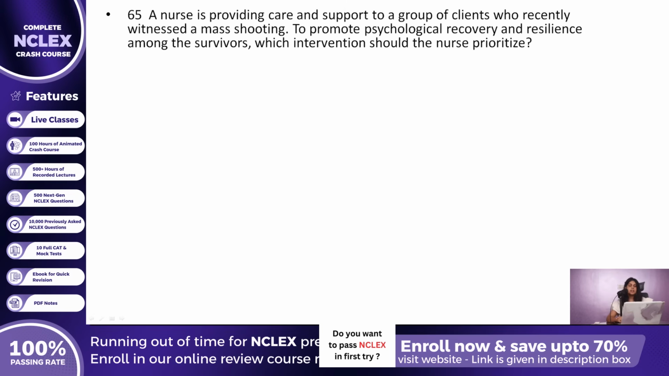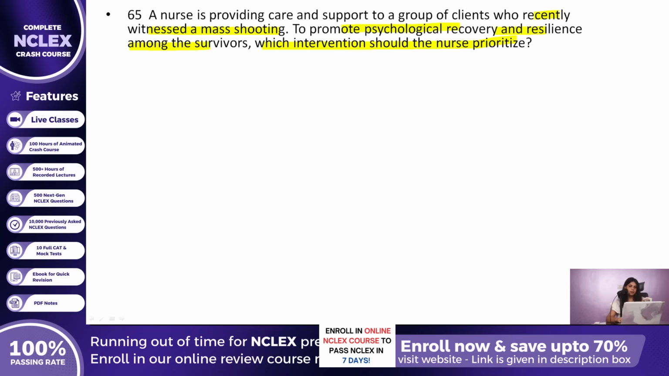Question 65. Let's now focus on a question related to trauma-informed care and post-crisis psychological support. A nurse is providing care and emotional support to a group of clients who recently witnessed a mass shooting. To promote psychological recovery and build resilience among these survivors, which intervention should the nurse prioritize?